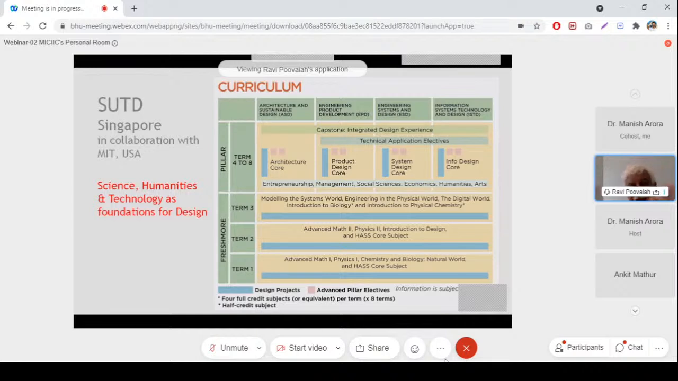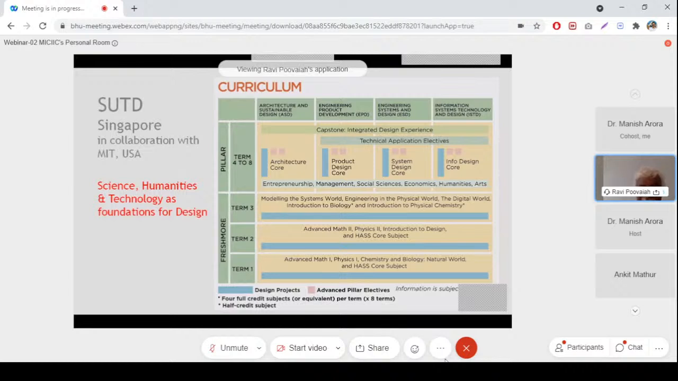Okay, and then they have four pillars. Either you can go into architecture, or product design, or systems design, or information design, backed up by management, entrepreneurship, social sciences, economics, humanities, and arts. So you have the foundation and you have the pillar, and you can specialize and graduate in one of these disciplines. Again, a very interesting way of looking at it.